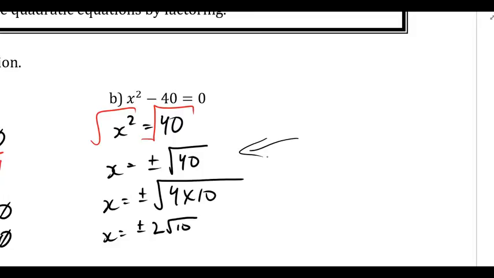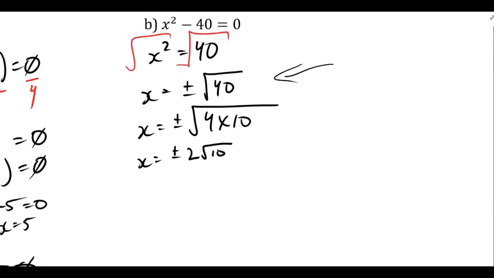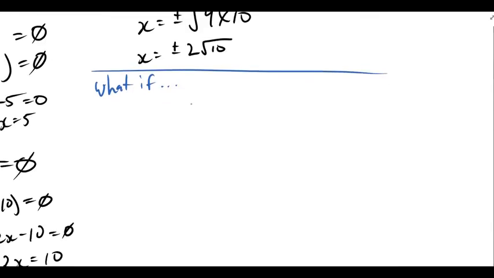Any questions about that? So in other words, when it's not a perfect square, factoring with the difference of squares is probably not your best bet. That being said, what if we tried? We're going to do a couple of little what ifs here. So I start with x squared minus 40 equals 0.